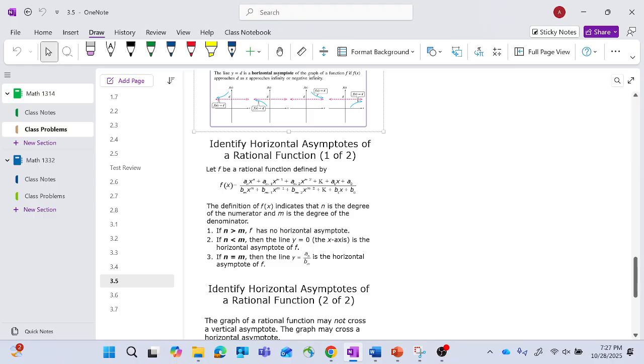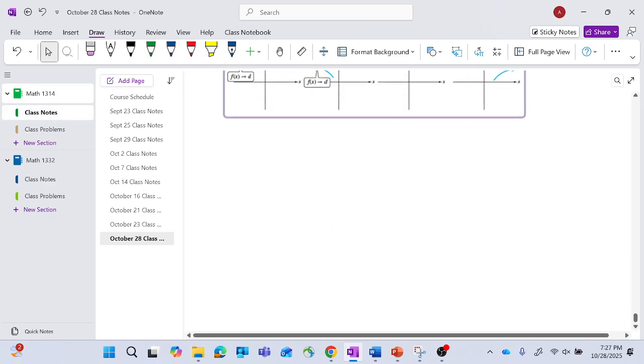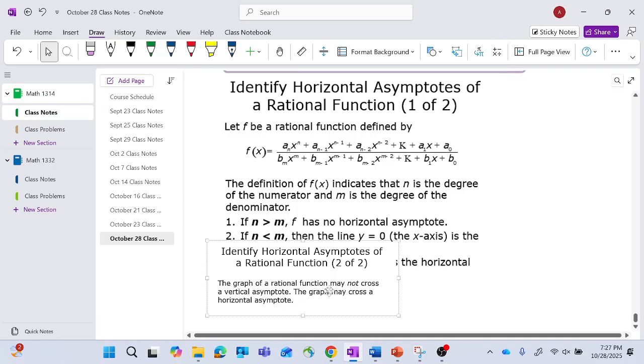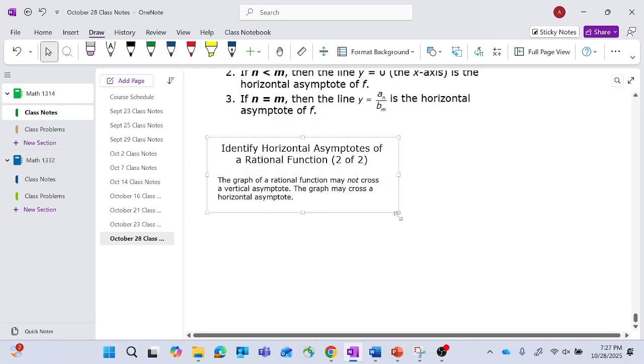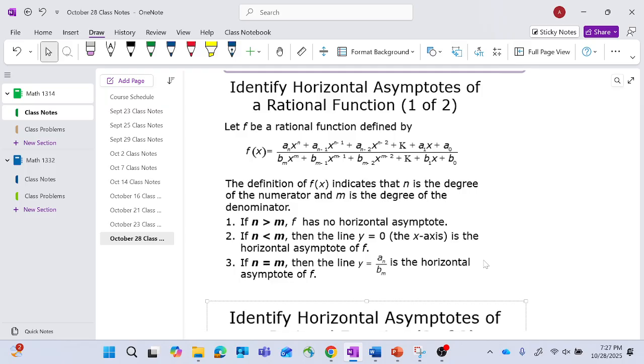Now, the important part is identifying your horizontal asymptotes. So these are the definitions. I don't like these definitions. I'm going to give you my own way to do it. Basically, if you have some type of rational function, if the degree of the top is bigger than the bottom, you have no horizontal asymptote. If it's bigger on bottom, you have y equals 0. And if they're the same, you have a slant asymptote, which we are not going into in this class, so we don't even need to worry about that.